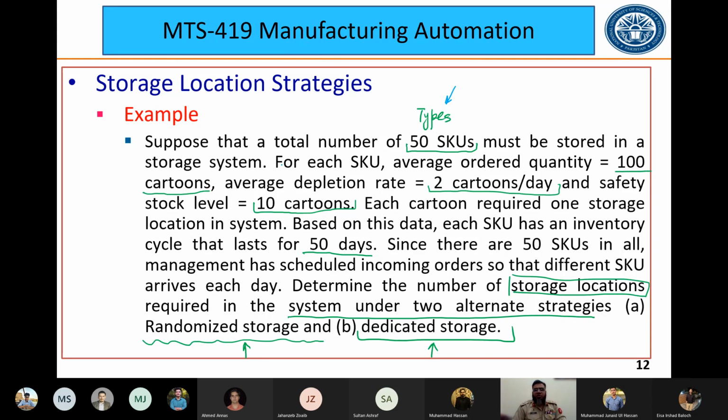Okay. Since there are 50 SKUs in all, management has scheduled incoming orders so that different SKUs arrive each day. You are making a cycle. The stock level of every SKU is 10. On day 1 you demand SKU 1 and 100 arrive. On day 2, SKU 2, then 3, 4, and so on. When you demand SKU 50 on the 50th day, SKU 1 has depleted to its level of 10, and then it is demanded again. So it becomes a 50-day demand cycle for every SKU.